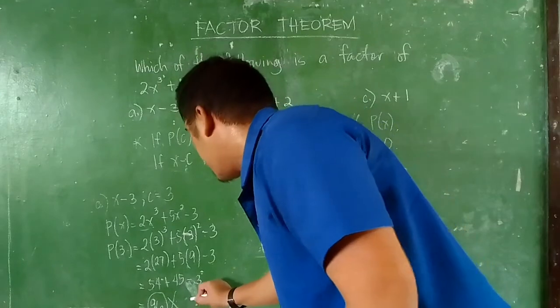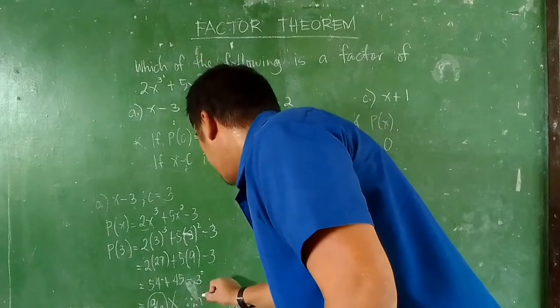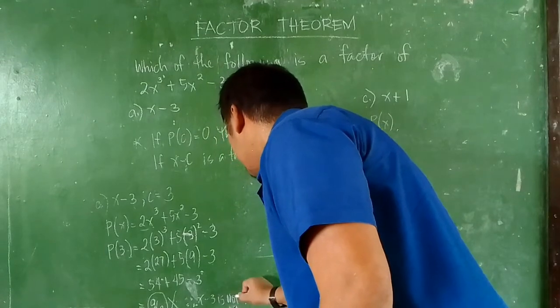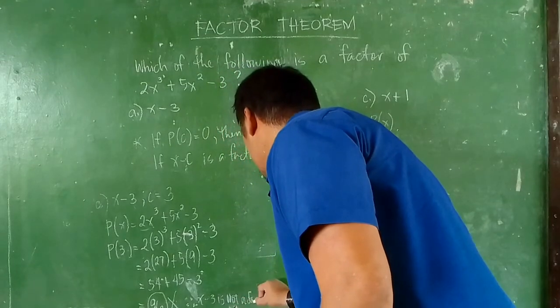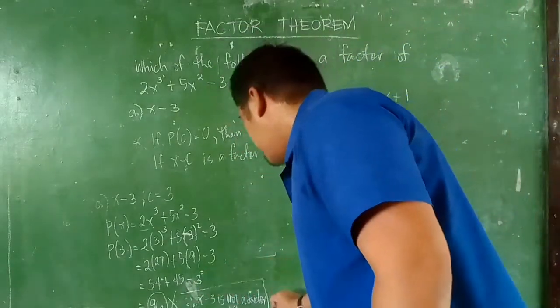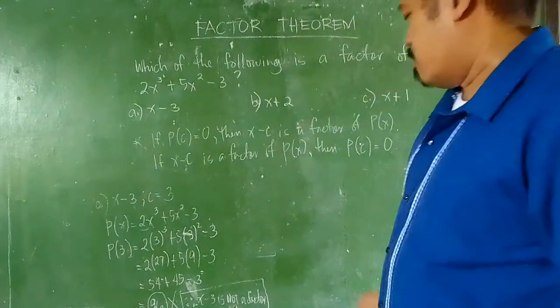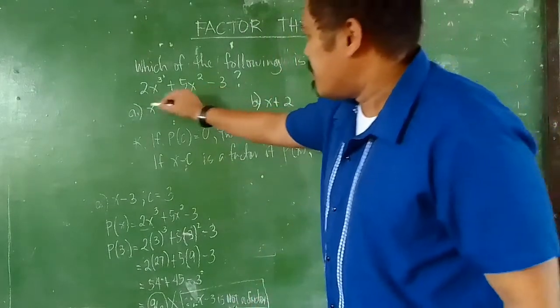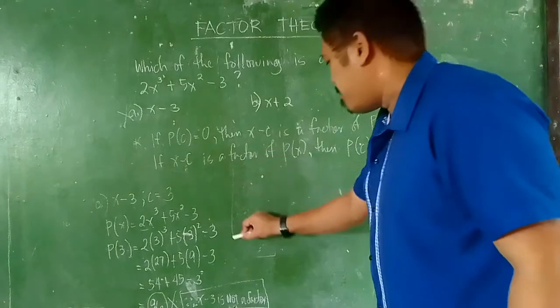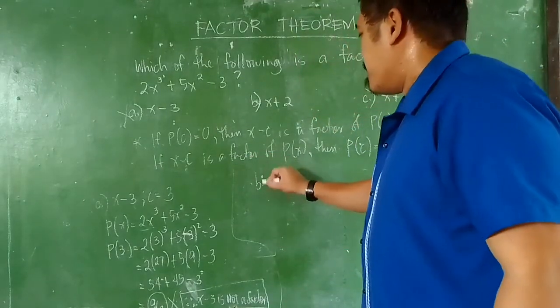So, therefore, we can say right now here that x minus 3 is not a factor of p of x. So, hindi. Ayan. So, si letter A ay hindi. Okay? So, letter A here is not a factor.